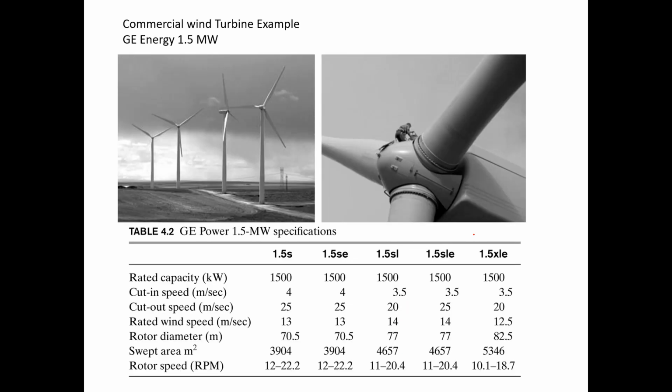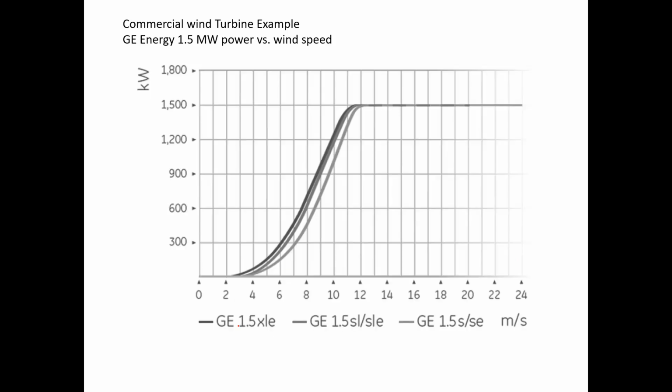The remainder of these slides are basically just some manufacturer examples of commercial wind turbines. This one is a 1.5 General Electric Energy wind turbine. You can see the different models here across the top of the table, and they categorize them according to their specifics: rated capacity, cut-in speed, cut-out speed, rated wind speed, and so forth. You can also get, obviously, performance plots. This is its performance in kilowatts versus wind speed in meters per second, and you can see each of their performance curves accordingly.